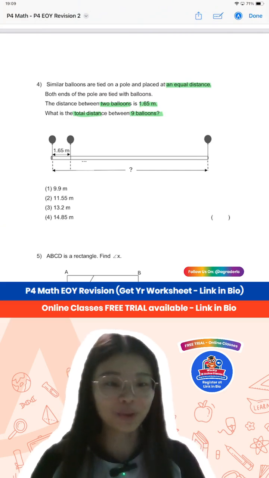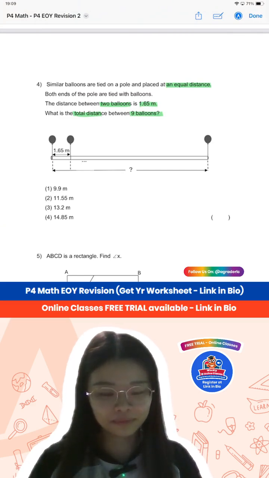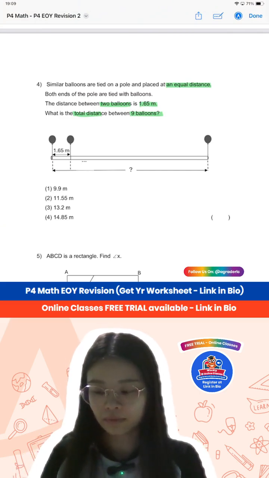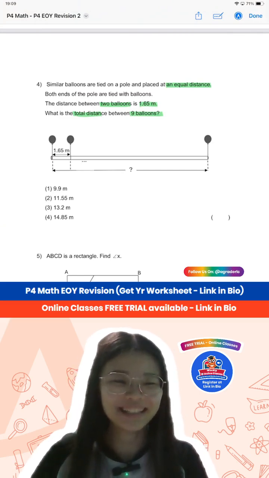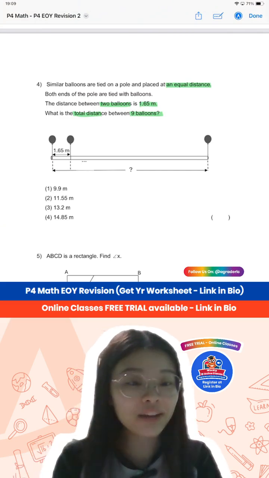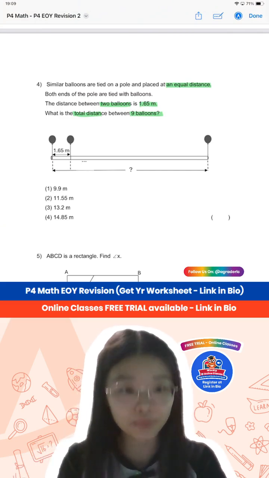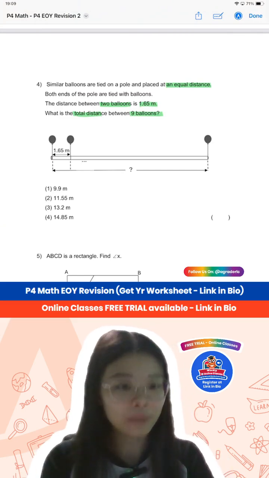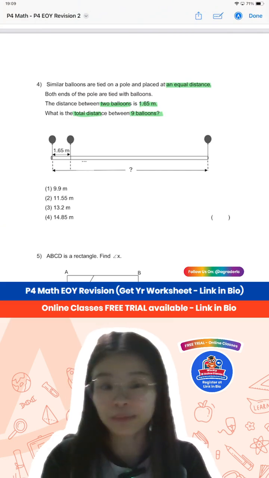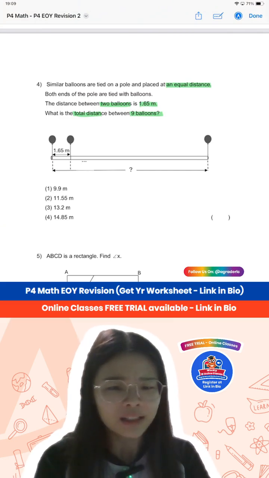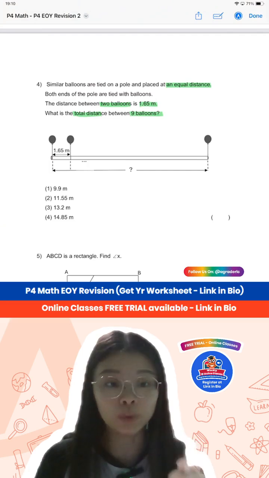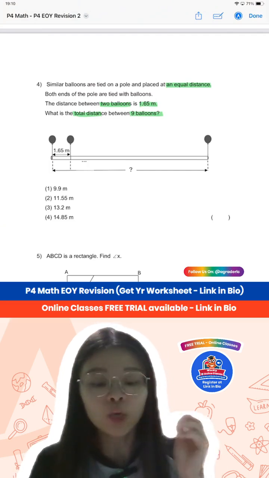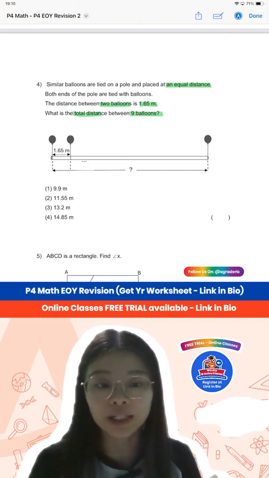Oh my, so many 1.65 times 8. Huzairi says times 9 because got 9 balloons. Okay, and then Papin responds with no, there are 8 gaps. So the correct working is 8 gaps. So we don't look at the number of balloons. This is where the common mistake comes from. We don't count the balloons, we count the gaps.